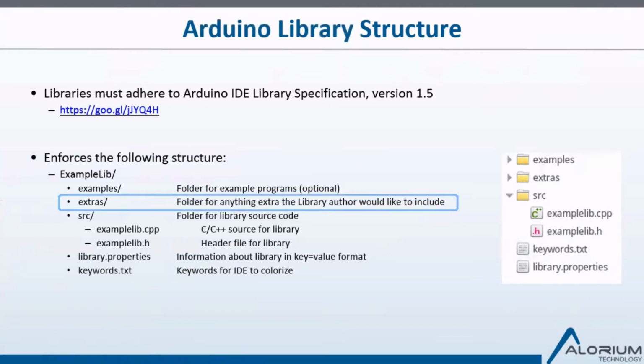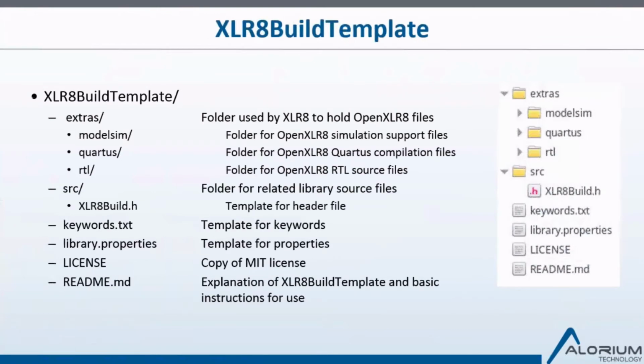What we're going to do is use the extras directory, that optional directory, as a place to store the stuff that we need for OpenXLR8. Starting with the build template library, we can see the top level structure here. It looks very similar to that example lib from the previous slide. We've got the source directory, we've got the keywords text and the library properties files. We include a license and a README file here. But you can also see that we have this extras directory here. And in it, we've defined 3 additional directories: the ModelSim, the Quartus, and the RTL directories.